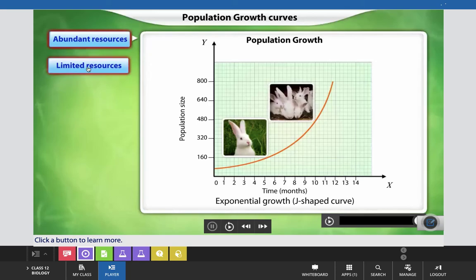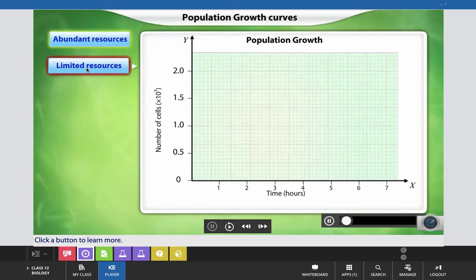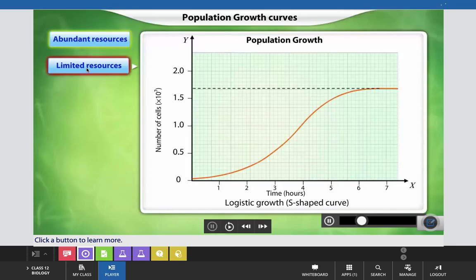Now let us learn, if the resources are limited, how population growth is affected. When resources are limited, population growth starts slowing down after an initial acceleration phase. This gives rise to an S-shaped growth curve. This type of growth is called logistic growth.